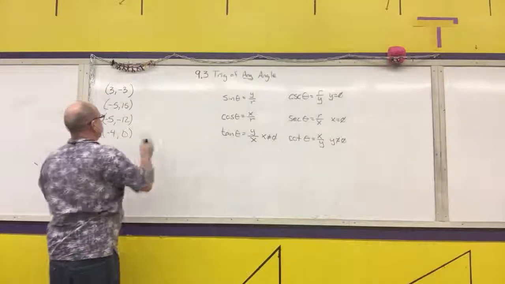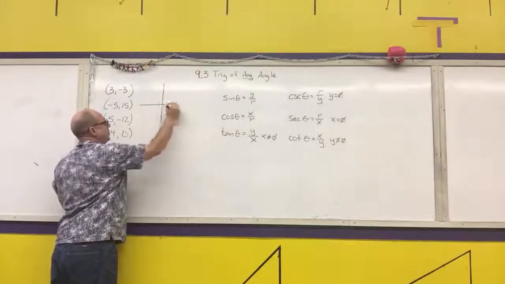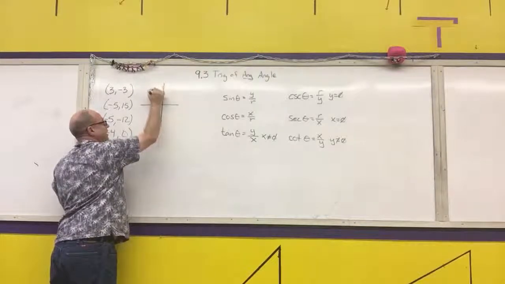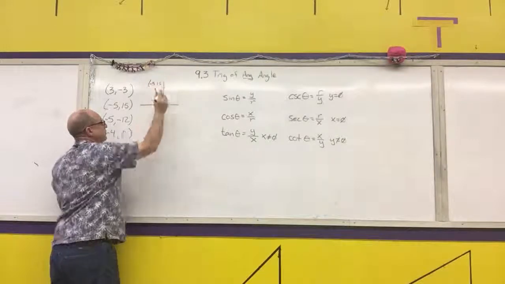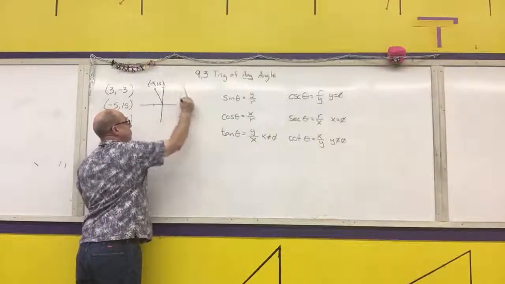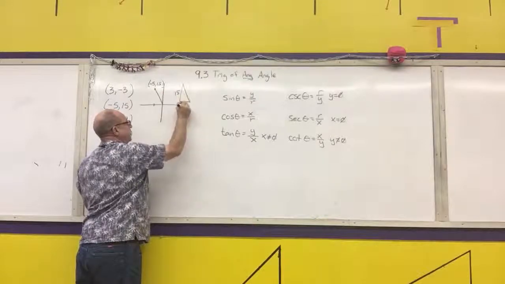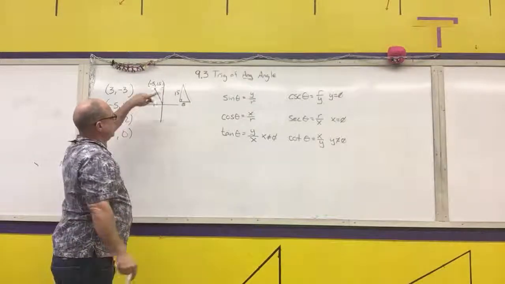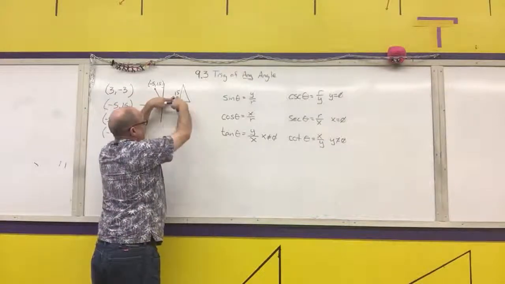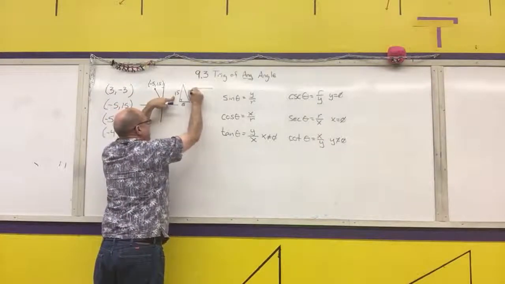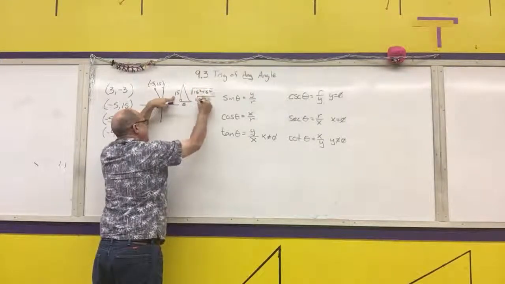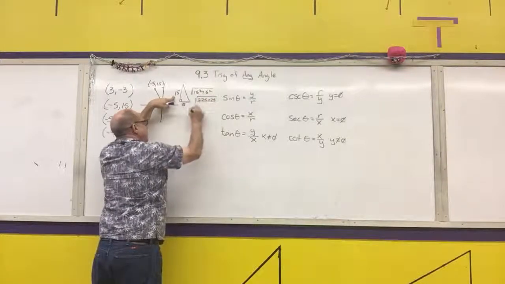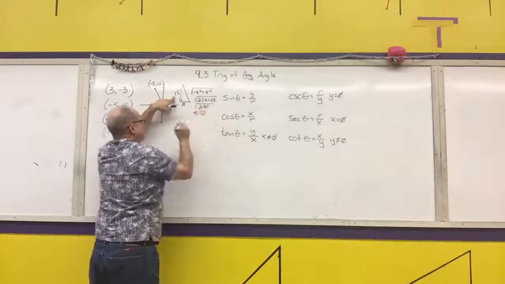So (-5, 15). It doesn't have to be really accurate, but label your points, draw the triangle, and figure out the third side. So it's going to be the square root of 15 squared plus 5 squared, which is the square root of 225 plus 25, which is the square root of 250, which is 5 root 10.